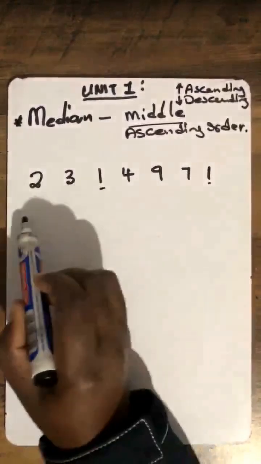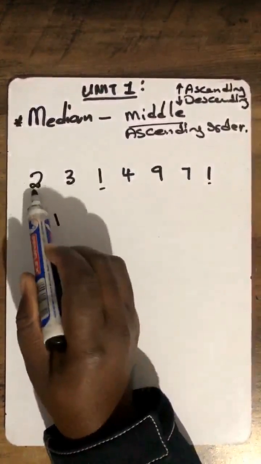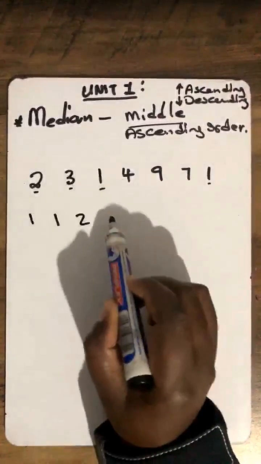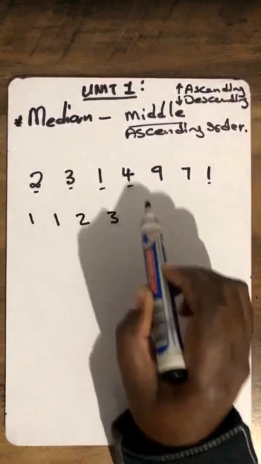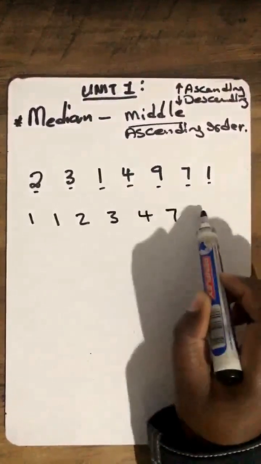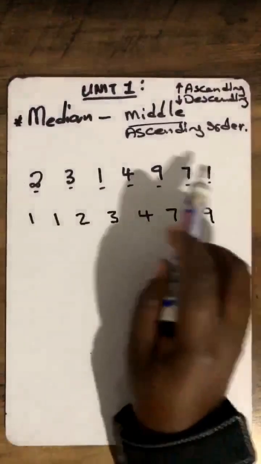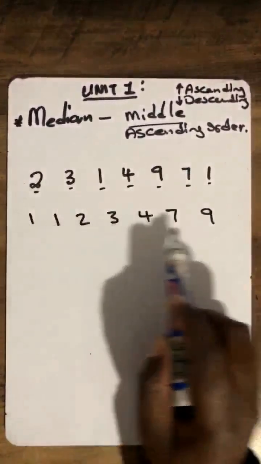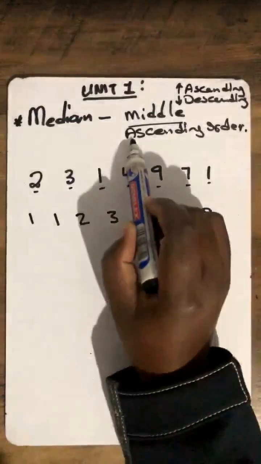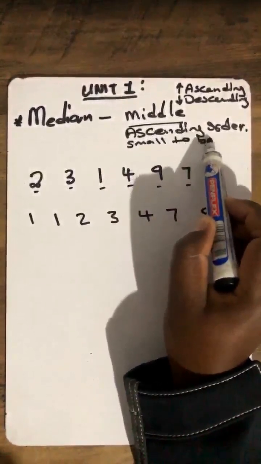So that means when we arrange them, it's 1, 1. The next value is going to be 2. Then we write 2 there. I think it's 3. Then we write 3 there. What comes after? It's 4. And then it's going to be 7. And lastly, it's going to be 9. So can you see? We have rearranged that sample in ascending order, in increasing order, from small to bigger value.